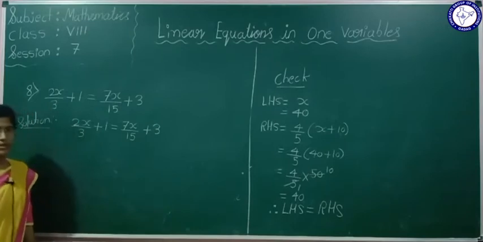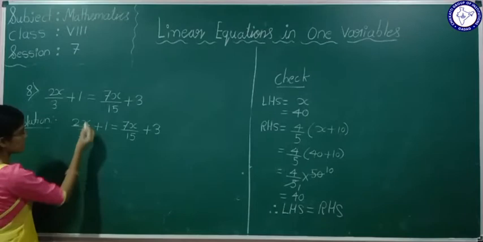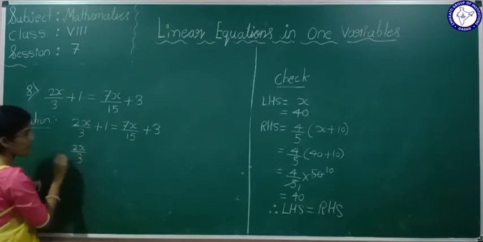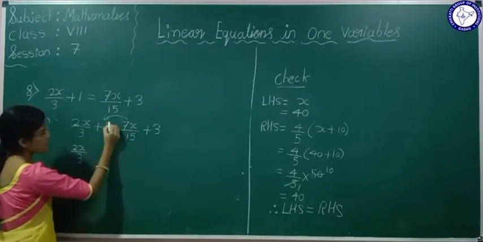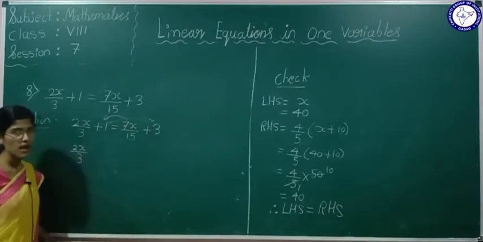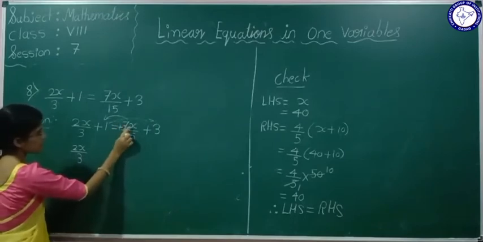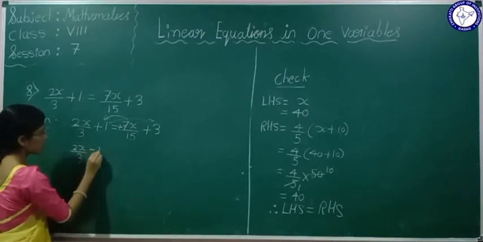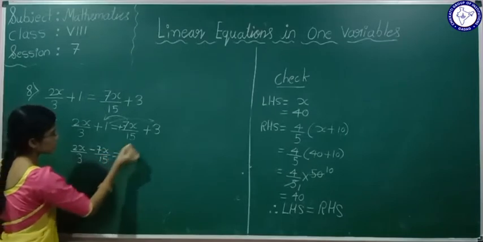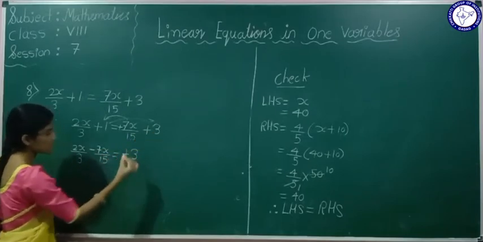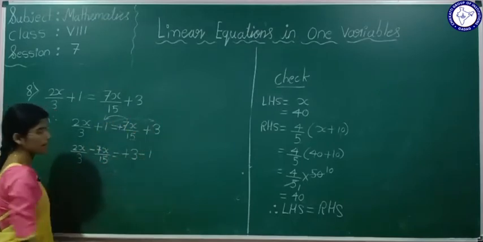Take LHS on one side and the RHS on the other side. See here, 2x by 3 I will keep as it is, and 7x by 15 I will transpose to the LHS, and 1 I will transpose to the RHS. When we transpose, the sign is going to be changed. Here plus 7x by 15 is going to become minus 7x by 15 is equal to, plus 3 will remain as it is. Okay, and a plus 1, if it goes to this side, it will become minus 1.